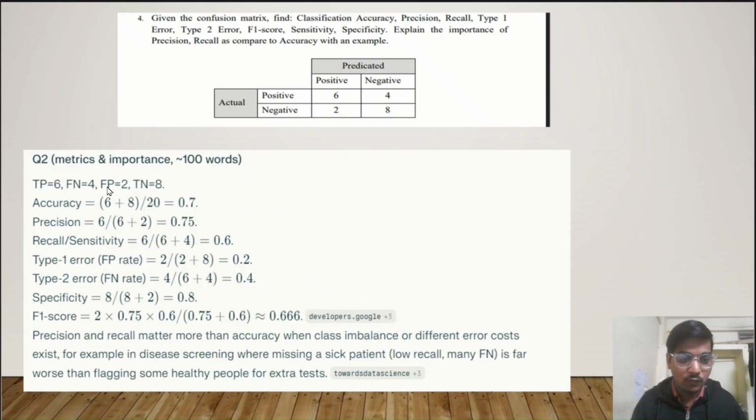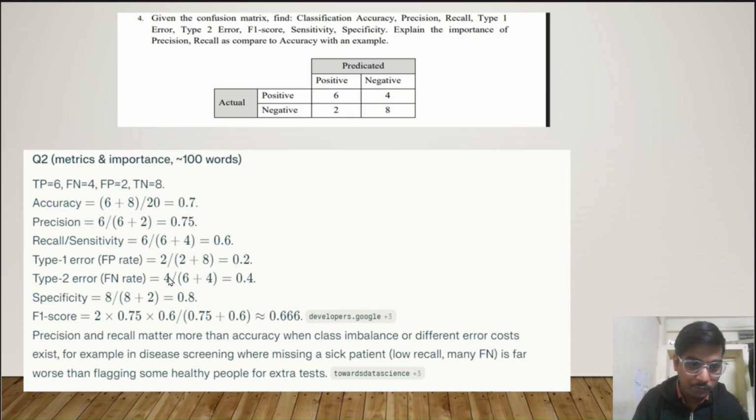The formula of accuracy is true positive plus true negative divided by all of them, true positive plus false positive plus false negative plus true negative, which is equal to 0.7. The precision formula is true positive divided by true positive plus false positive, that will give us 0.75. Recall, or sensitivity, formula is true positive divided by true positive plus false negative. So 0.6 will be the answer.